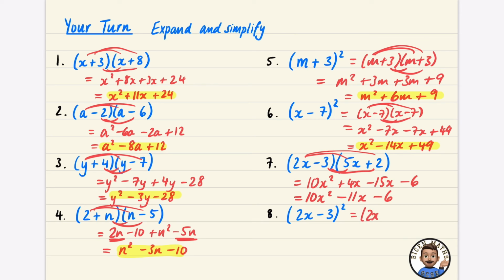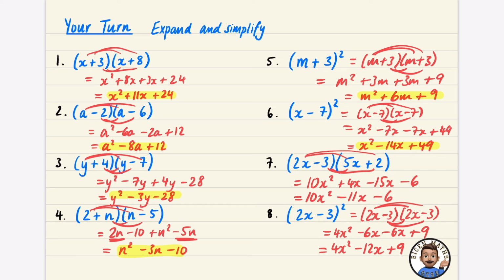And then this one here, I'm going to write out the double brackets because I think that can help us to see how it all expands. 2x times 2x is 4x squared. That's 2x times minus 3, minus 6x. Another minus 6x, and then careful, two negatives multiply to a positive. So our final answer is 4x squared, minus 6x and minus 6x goes to minus 12x, plus 9.